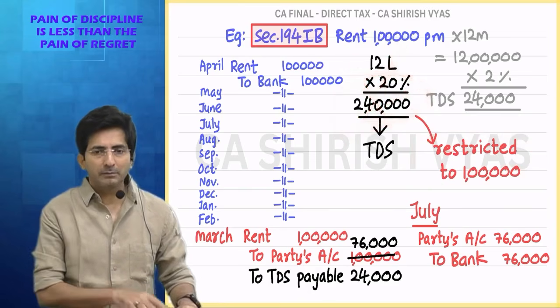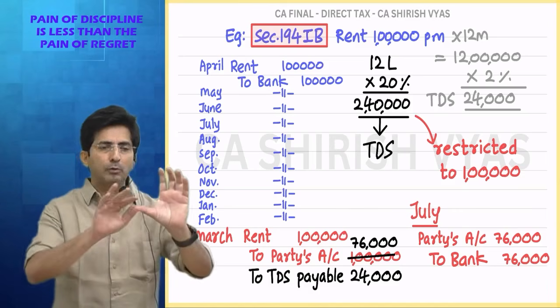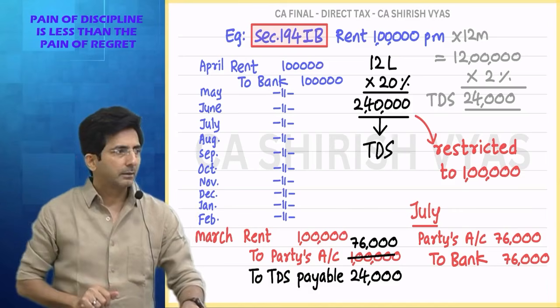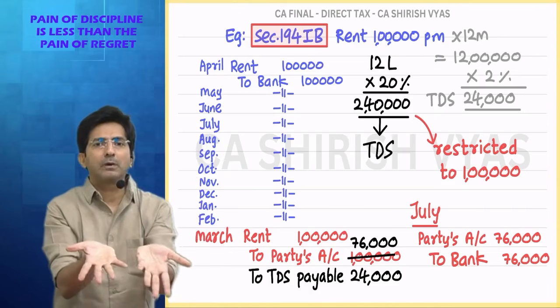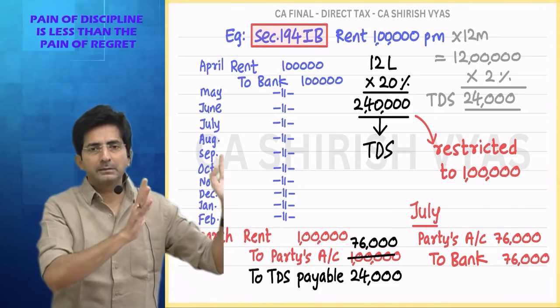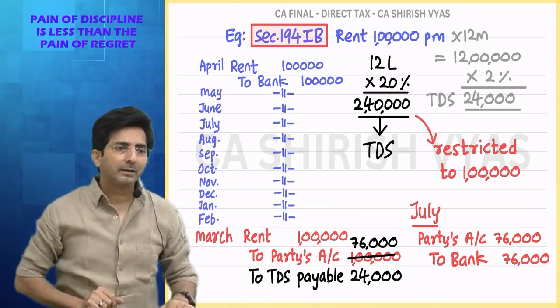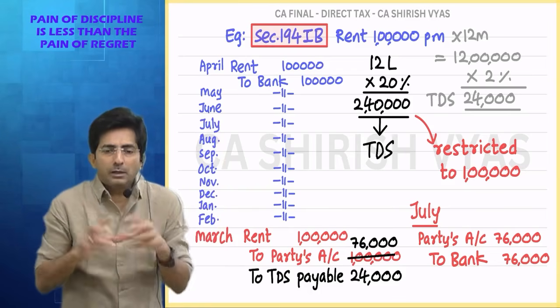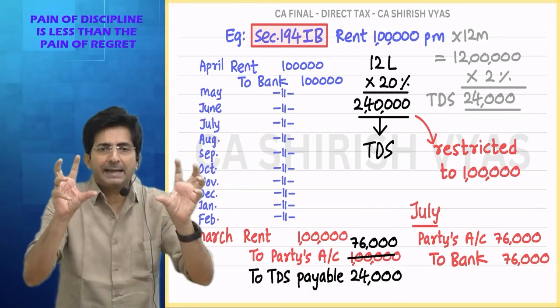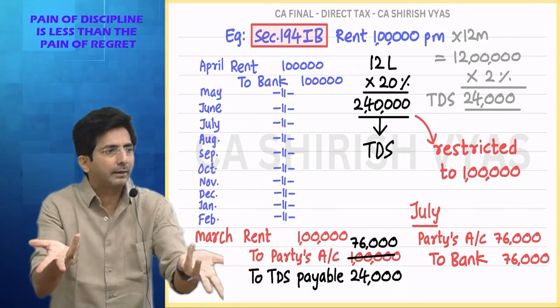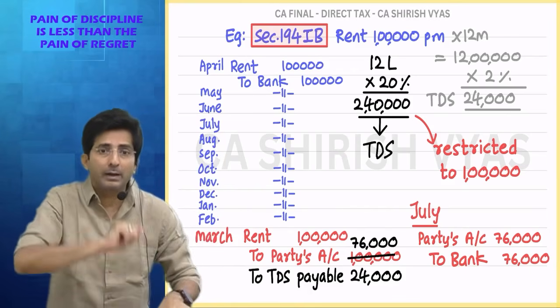Because TDS operates how? I will have to deduct the rent of March. But rent of March itself is 1 lakh. And previous month's rent I have already paid. In my hand right now only March month rent is there. And that I can cut at the most up to 1 lakh only. So TDS will be restricted to 1 lakh.